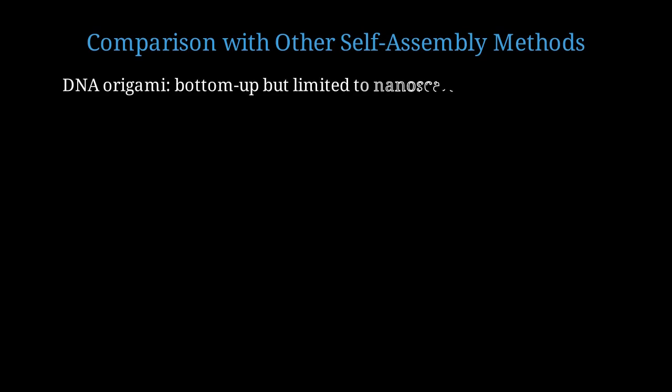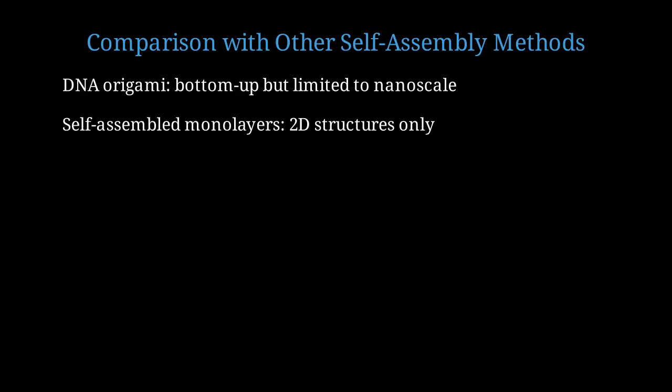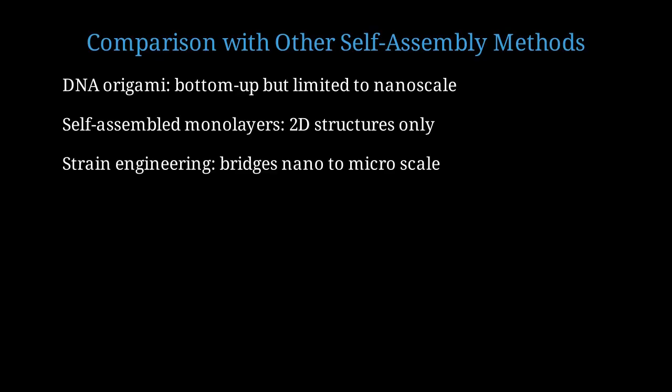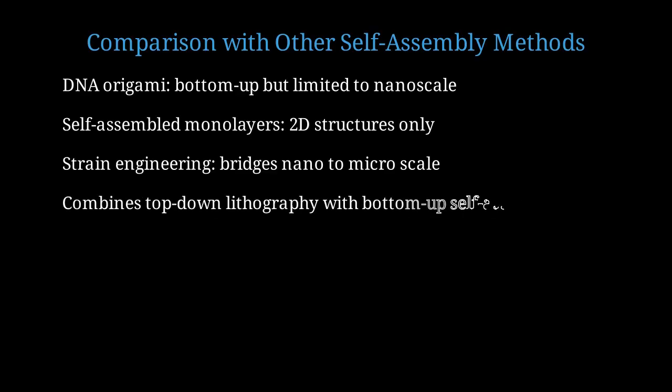How does strain engineering compare with other self-assembly methods? DNA origami is a powerful bottom-up method, but is generally limited to structures smaller than a few hundred nanometers. Self-assembled monolayers create highly ordered 2D structures, but don't easily extend to 3 dimensions. Strain engineering uniquely bridges the nano to microscale, creating structures from tens of nanometers to tens of micrometers. It combines top-down lithography to pattern the initial strain distribution with bottom-up self-assembly to form the final 3-dimensional structure.